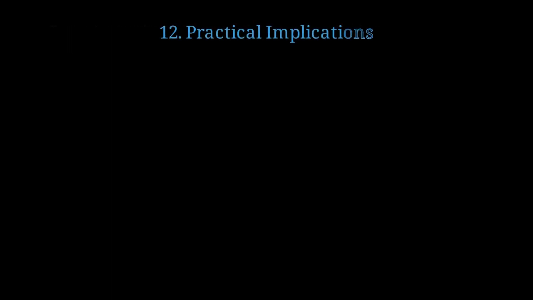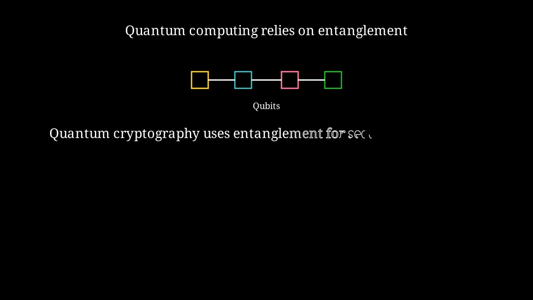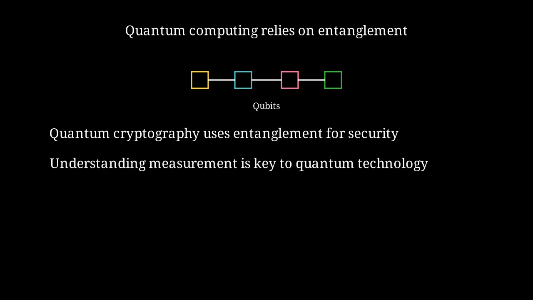These abstract questions have concrete implications for quantum technology. Quantum computing relies on entanglement and the precise nature of how quantum information works. Understanding how measurement and knowledge affect quantum states is crucial for quantum computing. Quantum cryptography uses entanglement to create provably secure communication channels. A deep understanding of quantum measurement is essential for developing quantum technologies.